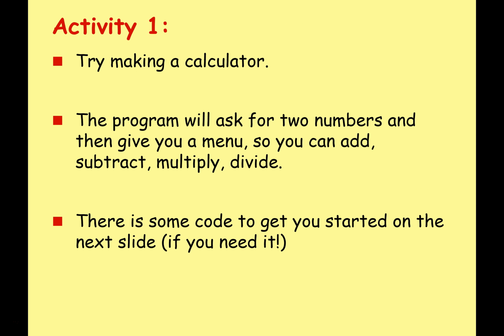Let's practice all this. Let's practice our if, elif, else blocks. Let's try making a calculator. Your program is going to ask for two numbers. It's going to give you a menu. And then you're going to select whether you want to add, subtract, multiply, or divide. And then the computer is going to do that. It's going to add the numbers together, print the answer, or subtract, multiply, or divide them, and again display the answer. If you know how to do that, go do that right now. If you're not sure how to get started, I'll show you some code on the next slide.